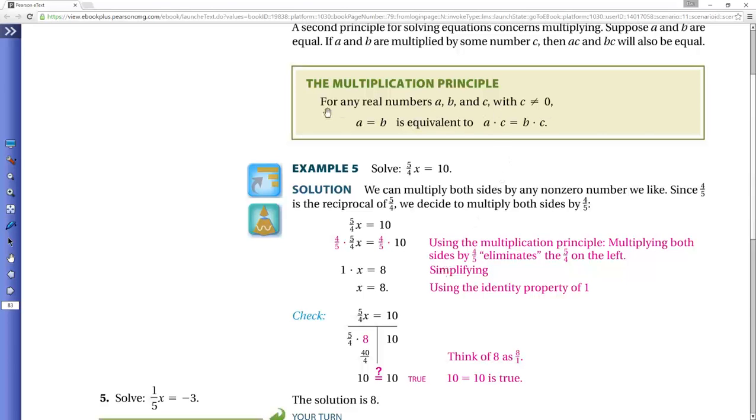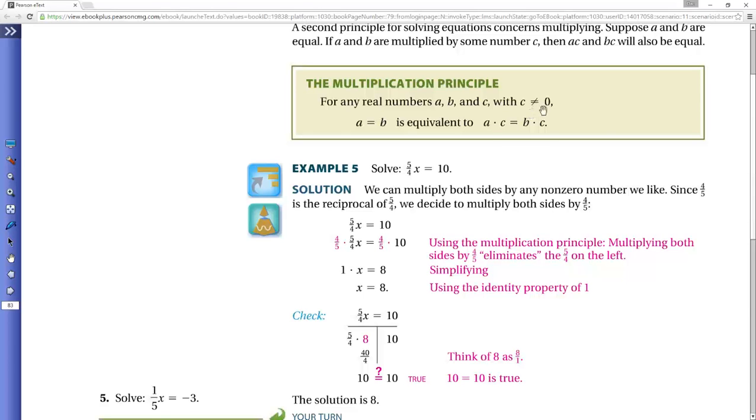They do throw a condition in here, and these are really important issues, and you need to get used to this syntax, or how they write these things. It says for any real number, though we haven't covered what real numbers are yet, which we will in review, but they use these variables a, b, and c, so they have to be only values in the real number set, and with c not equal to 0. In other words, the equation a equals b is equivalent if I multiply the same thing times both sides.